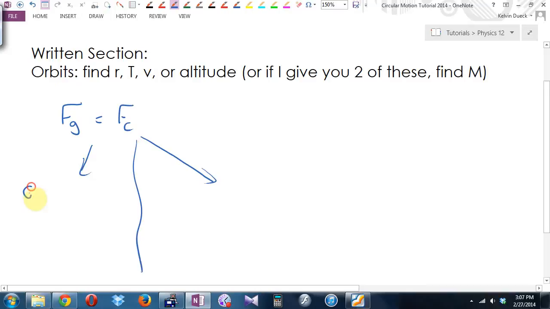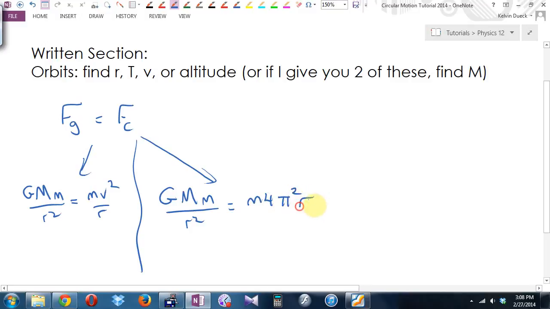You can either go big G, big M, little m over R squared equals mv squared over R, or big G, big M, little m over R squared equals m 4 pi squared R over T squared. Remember, that does not appear on your formula sheet. All that appears on your formula sheet is centripetal acceleration. So please make sure if you want to turn it into a force, you multiply by mass.